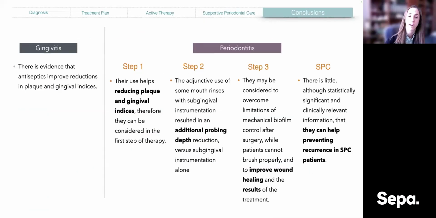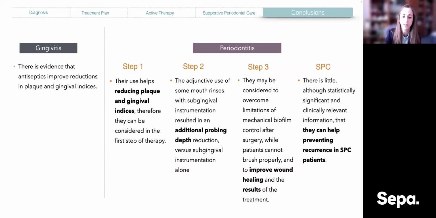Yes, I've tried to summarize a little bit in this slide what we have said up to this point in regards to the use of antiseptics as adjuvants in the treatment of gingivitis and periodontitis. And I will give you just some key points on each of these different situations. First of all, in gingivitis, we have said that antiseptics help reduce gingival and plaque indices, so they can be considered as an adjunctive part of gingivitis treatment. In periodontitis, the treatment has been divided in 4 different steps that must be implemented one by one gradually. So probably the use of antiseptics must be analyzed separately.